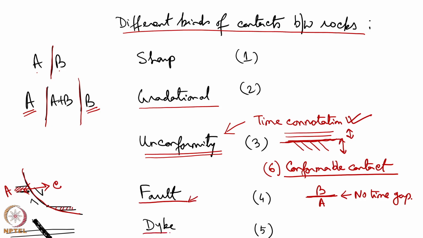There can be another kind of contact which we can call dike. What is that? Say an igneous or a sedimentary unit cuts across the country rock, and the rock that cuts is called the dike. There is another spelling available, D-I-K-E, dyke.